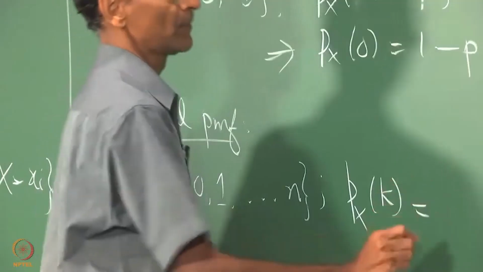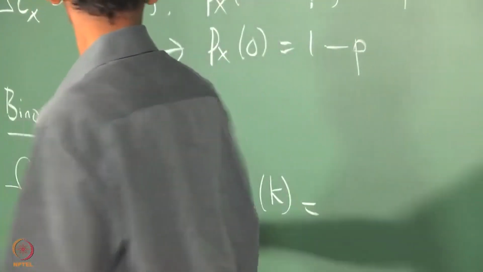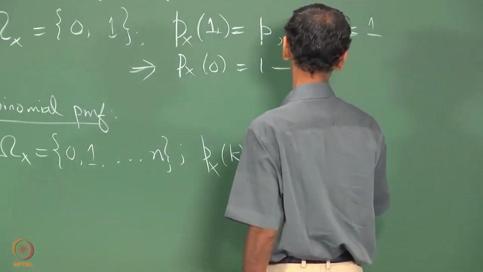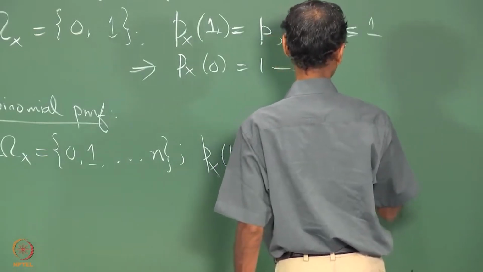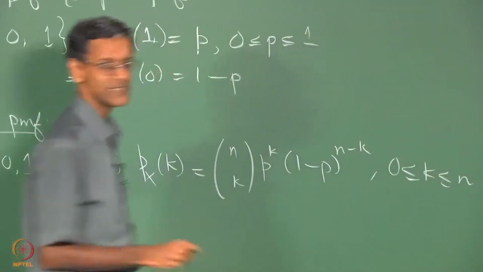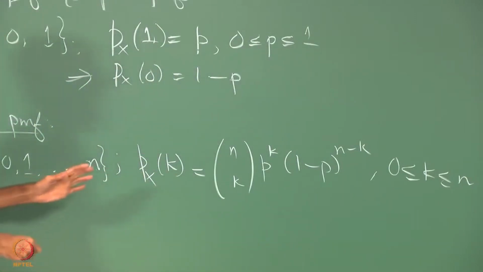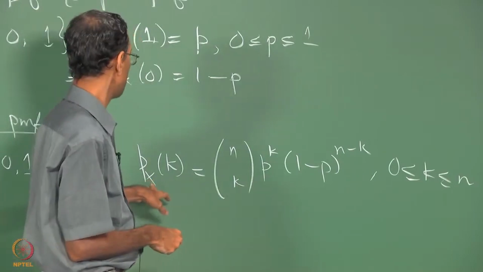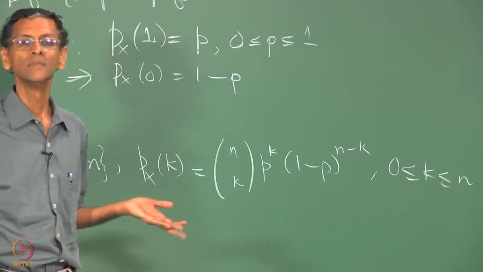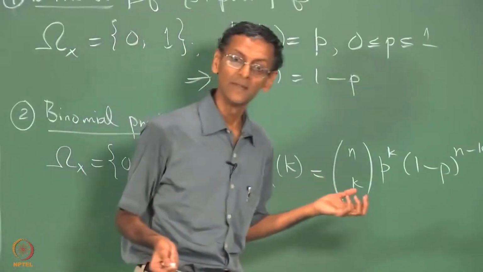And what is px of k here? For any integer k between 0 and n, it is n choose k, p to the power k, times 1 minus p to the power n minus k. So this is valid for k from 0 to n. We have already seen this model, derived in the context of k successes in n trials, except now we are giving that number of successes a name, X. So X stands for the number of successes.